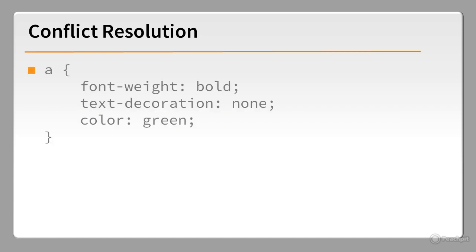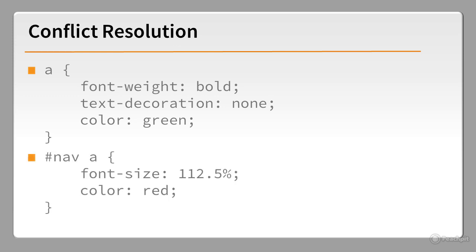However, it's only when there's a conflict that specificity comes into play. This style rule sets 3 properties that apply to all links unless another rule overrides it. This second rule applies only to links in an element with the ID nav. It has higher specificity, but color is the only property where there's a conflict.